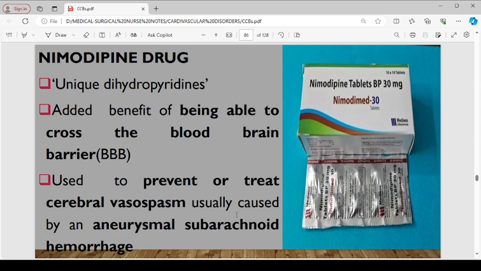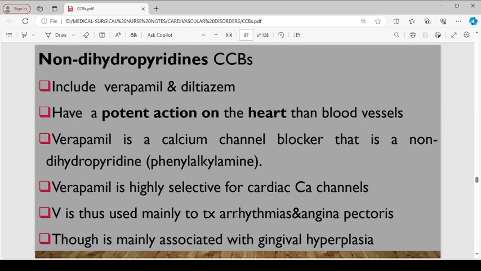We have a unique dihydropyridine in the name of nimodipine. This nimodipine drug has an added benefit in that it is able to cross the blood-brain barrier. Thus, this drug is normally used to prevent and treat cerebral vasospasms in the brain, okay?